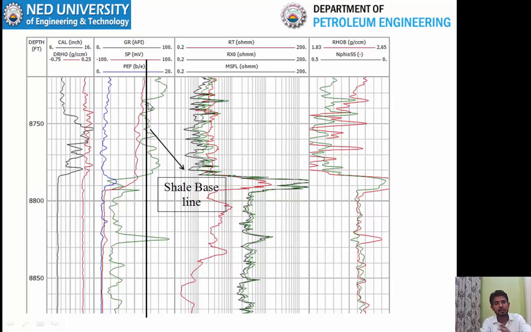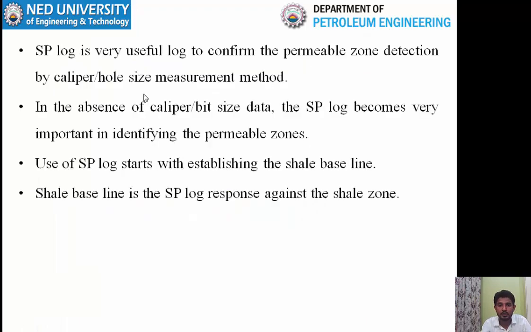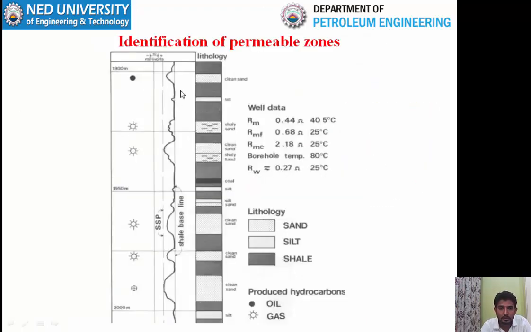And once we have identified the shale baseline, any deviation from the shale baseline will indicate the permeable zone. So all the deviations, this deviation, this deviation, this deviation, whether small or large, all deviations from the shale baseline will indicate that these zones are permeable zones, as we have seen in this log. So first we draw a shale baseline.